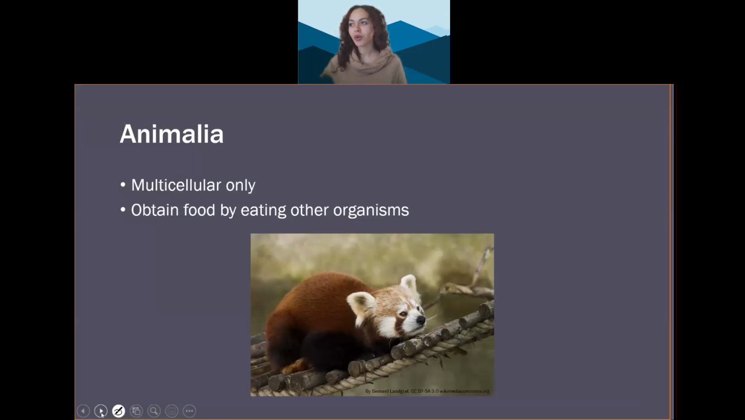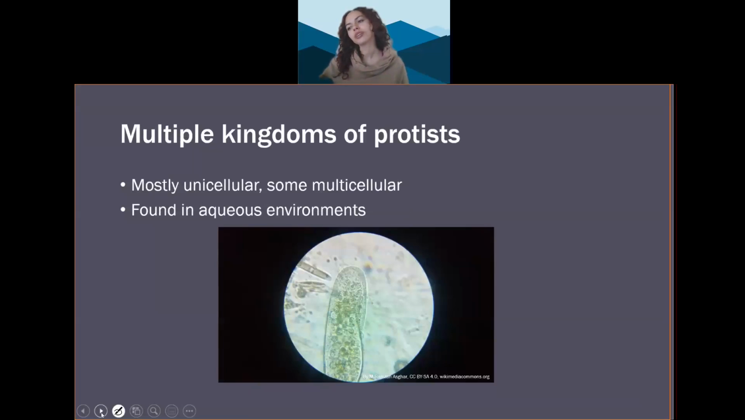The kingdom Animalia include multicellular animals who obtain food by eating other organisms, like this cute red panda, or yourself. You belong to the kingdom of Animalia. Now, you might not be as familiar with the kingdoms of protists. There are multiple. Protists are eukaryotes, and they are mostly single-celled, but like fungi, they can also be multicellular. Many are found in aqueous environments, meaning they're found in water.